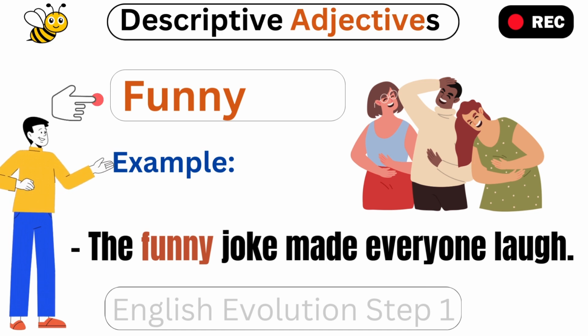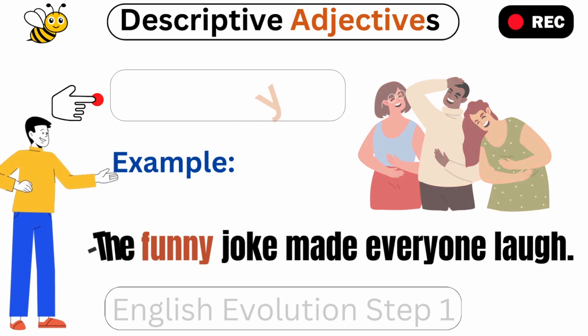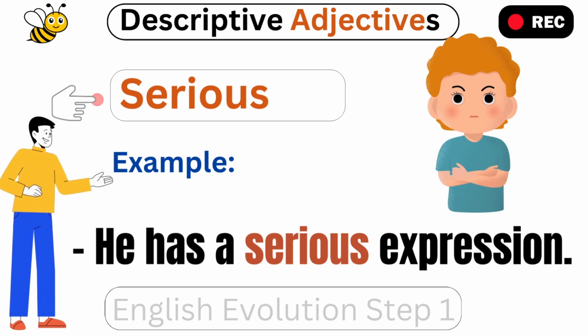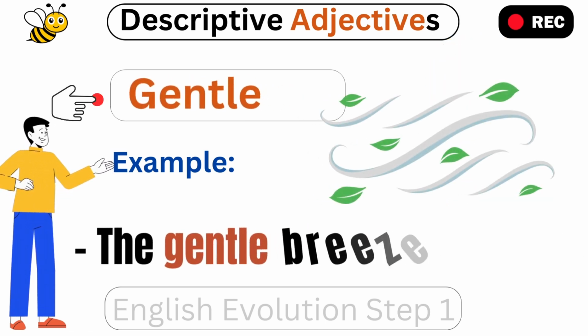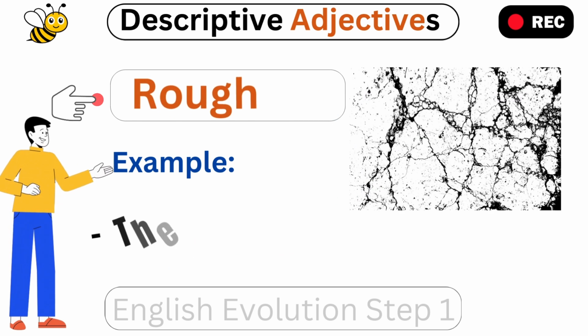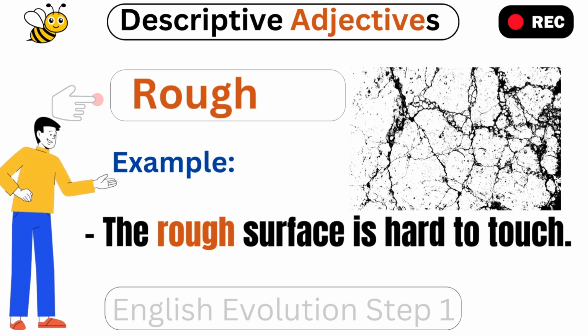Funny? The funny joke made everyone laugh. Serious. He has a serious expression. Gentle. The gentle breeze feels nice. Rough. The rough surface is hard to touch.